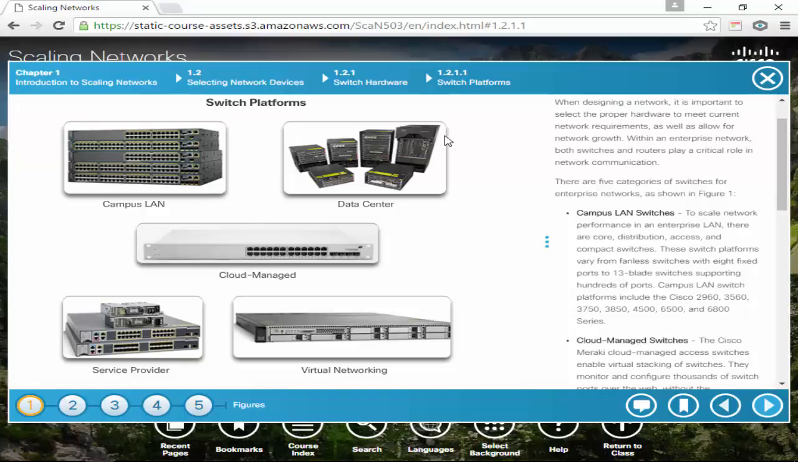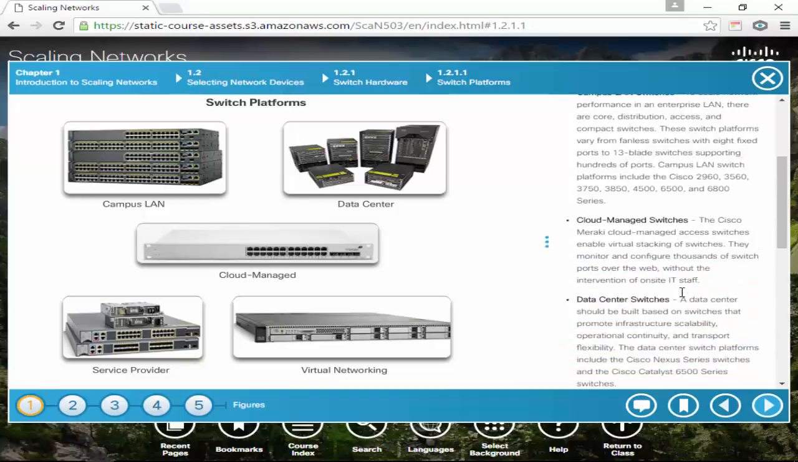That would be a switchblade. Alright, so then we have campus LAN switch platforms include the Cisco 2960, 3560, 3750, 3850, 4500, 6500, and 6800 series. Okay, and so actually now all of these are all kind of older models, and they all have an X behind them, and there's a 3560X, but also a 3650.